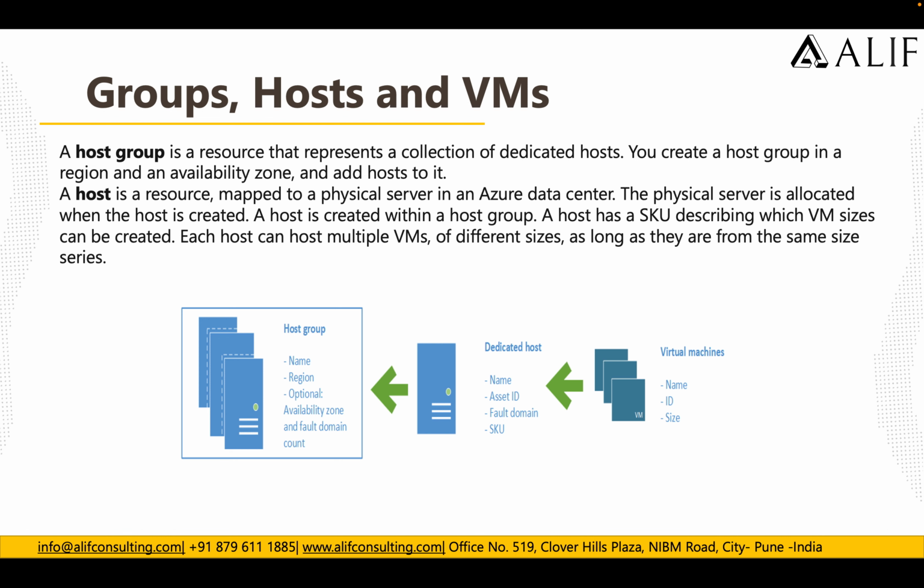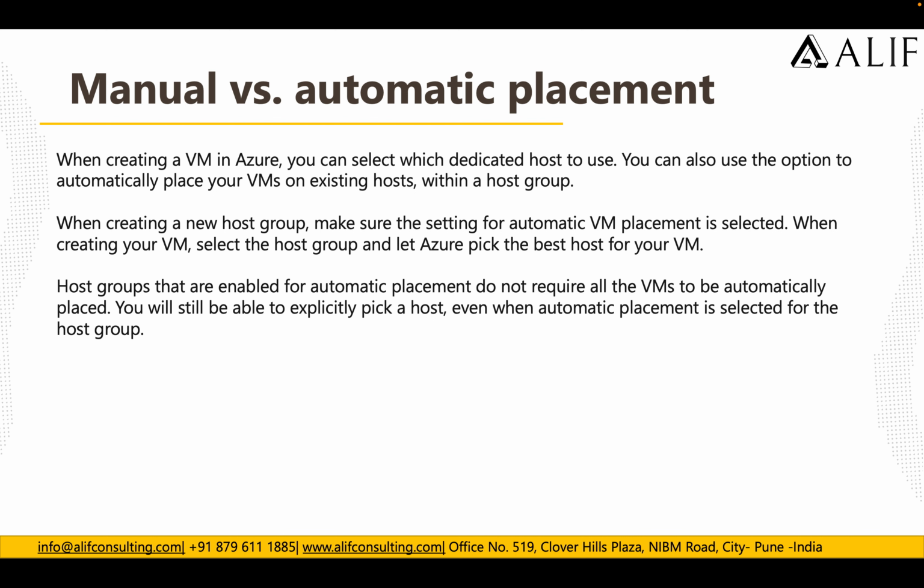If you are running multiple dedicated hosts, those hosts can run multiple SKUs of different types, and you can use them to run those VMs. But if you only have one dedicated host and it has a specific VM series specified, you will only be able to run VMs belonging to that specific series on that dedicated host. Then, how do we do manual and automatic placement for dedicated hosts? When you're creating a VM, you can select which dedicated host can be used.